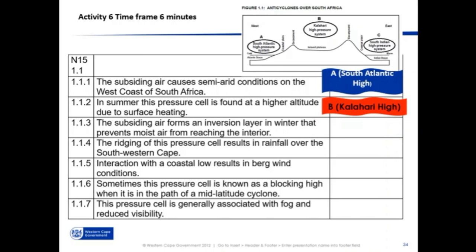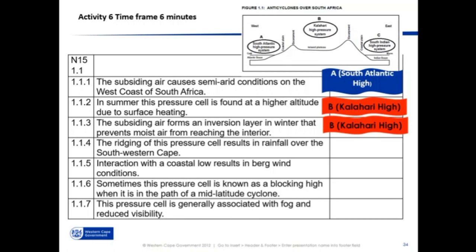above the escarpment. Okay, then 1.13, the subsiding air forms an inversion layer in winter that prevents moist air from reaching the interior. That is also created by the Kalahari high pressure. So subsiding means to dive, to come down, okay? And then that air forms an inversion layer in what season? We say winter, okay?